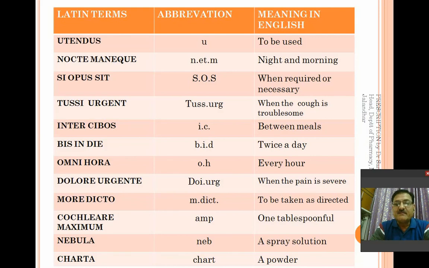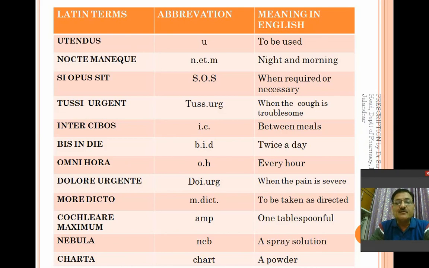Cochlear maximum means 1 tablespoonful, that is around equal to 15 ml. Nebula is a spray solution. It is written in short as neb. Charta is a powder. So these are certain of the Latin terms with their meanings in English. So you should know all these terms so that you can interpret the prescription in a right manner.